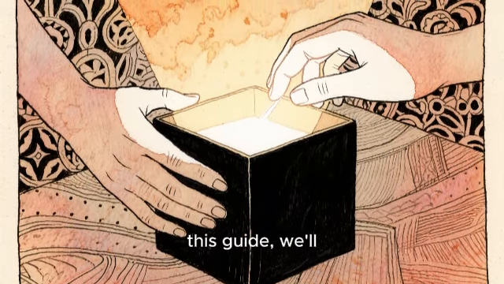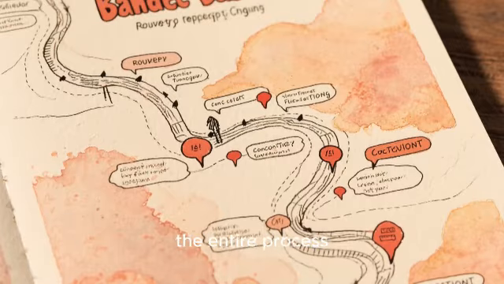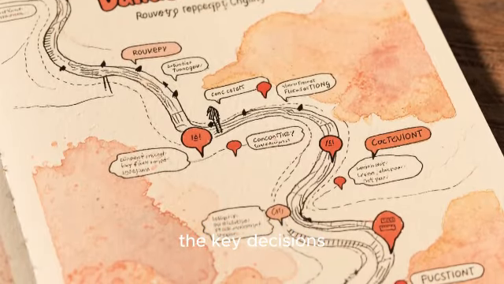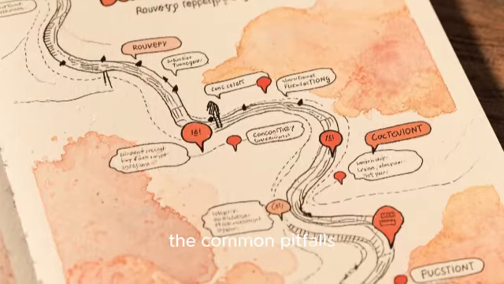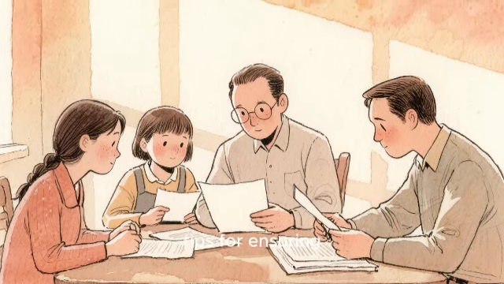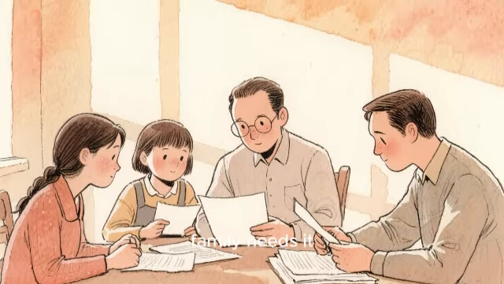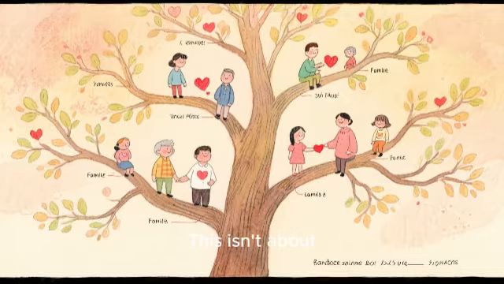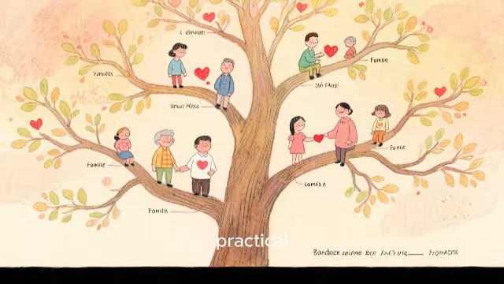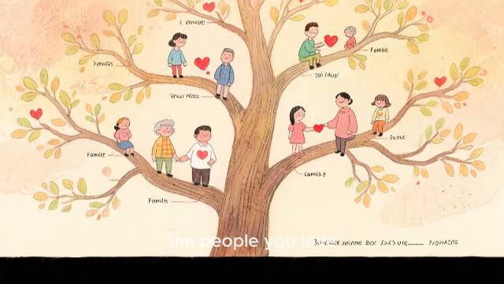In this guide, we'll demystify the family trust completely. We'll walk through the entire process from concept to funding, explaining the key decisions you need to make, the common pitfalls that can render a trust useless, and the insider tips for ensuring your trust actually works the way you intend when your family needs it most. This isn't about complex tax evasion schemes. It's about practical, responsible stewardship of what you've built for the people you love.